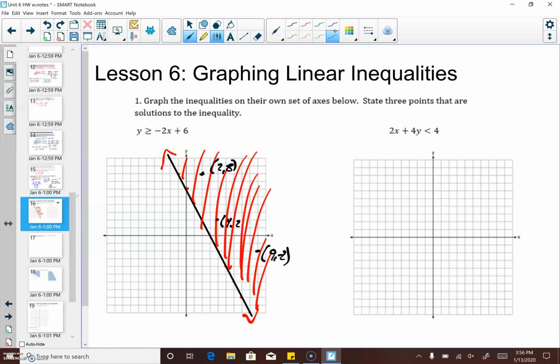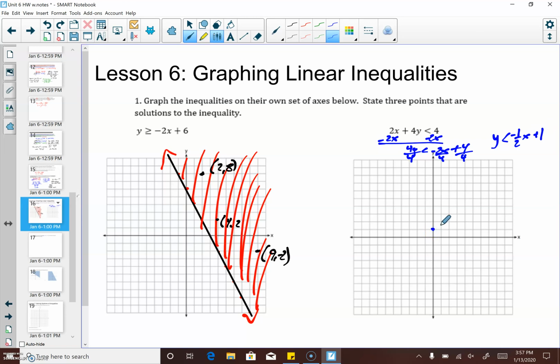For the second one, we have to do a little bit of work because it's not in y equals form. So we're going to start by subtracting 2x on both sides. 4y is less than negative 2x plus 4. We'll divide everything by 4. And that gives us y is less than the negative 2 over 4, which simplifies to negative 1/2 x. And then 4 divided by 4 is 1. So I have a y-intercept of 1.